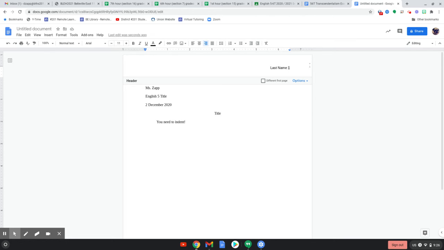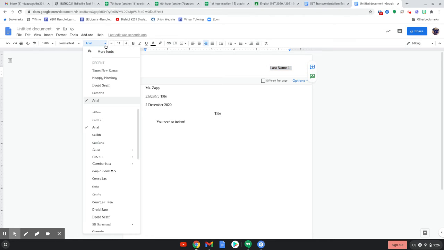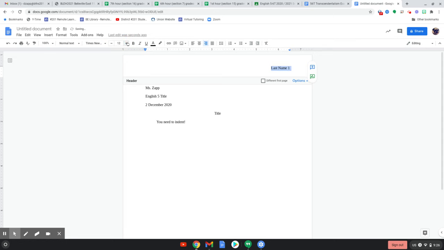Okay, you'll notice Google Docs, they're tricky, right? They changed the font back to Arial on us. So you need to highlight that whole thing, go back to your font, and make it Times New Roman 12 so it matches the rest of your doc. Okay, that's MLA. Really quickly, I do want to talk about what your task is today.